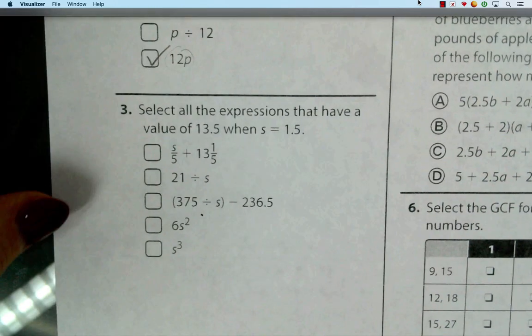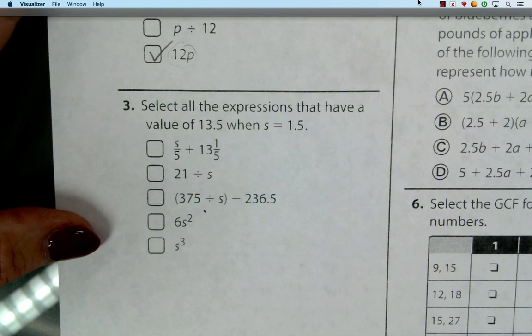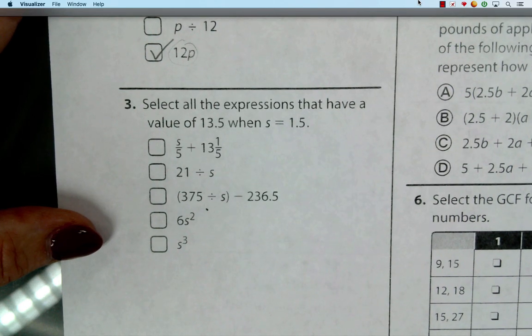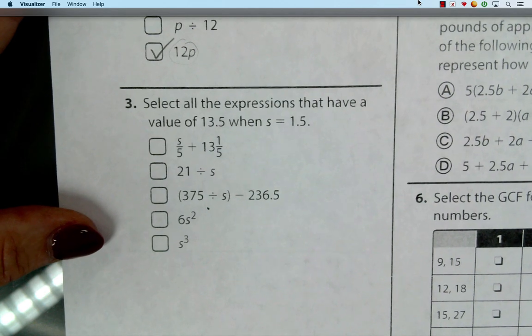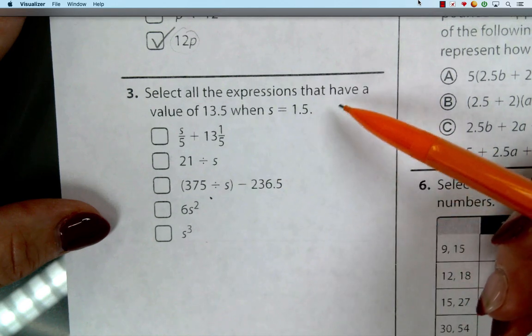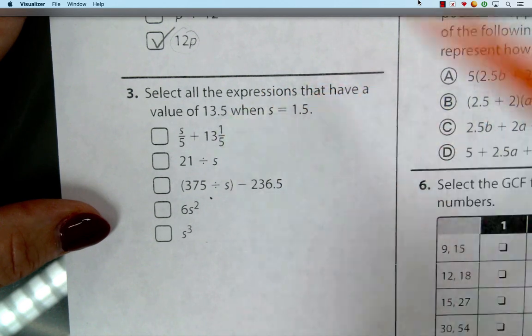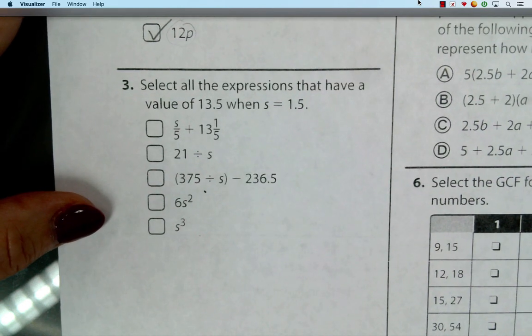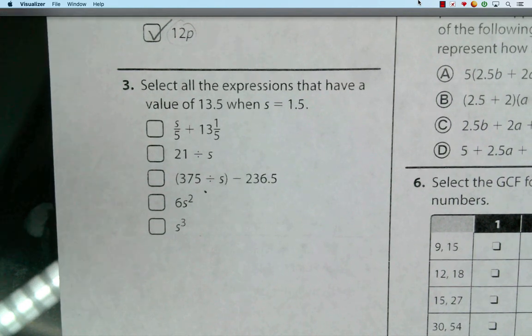Okay, number 3 for the test says select all the expressions that have a value of 13.5 when S equals 1.5. So you're going to have to use your calculators and solve each one of these to find all the expressions that have a value of 13.5 when S equals 1.5. When you come back from completing this independently before we go over it, you should have notebook paper that shows you have worked out every problem to determine if that expression has a value of 13 and 5/10 when S equals 1 and 5/10.